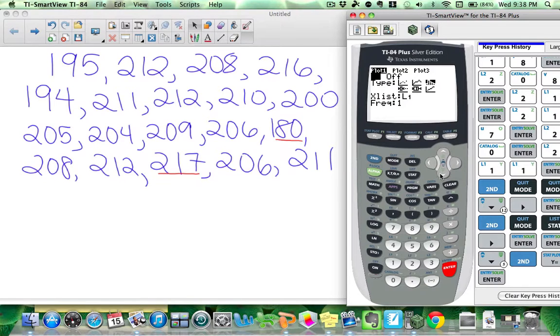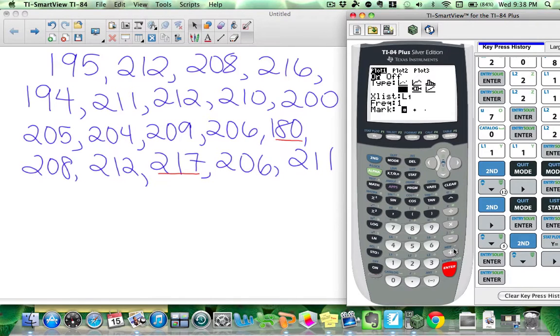Now, there are 2 that look like box plots. I have this one and this one. I want you to always, always, always select the first one. I'll tell you why in a second, but for right now, let's do that. You have to hit the right arrow. If yours is split in the screen like this, hit the right arrow to go from the histogram to the box plot. Okay. XList is still list 1.